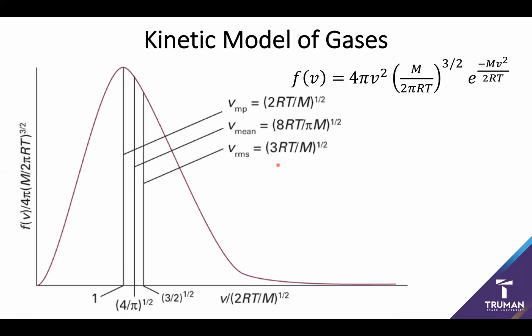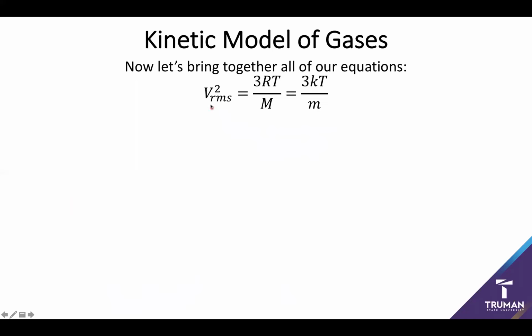So it's been a while, so let's go ahead and bring all of our equations together. So first, what we really care about is our squared velocity, which we can also think of as our root mean squared velocity squared. So this is, again, our mean squared velocity. And we showed that this is equal to 3RT over the molecular weight, but we can also turn this into a molecular basis.